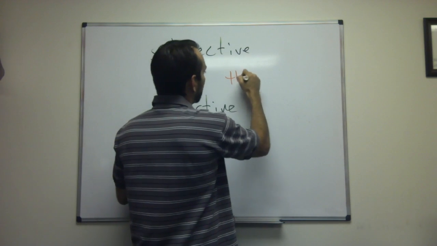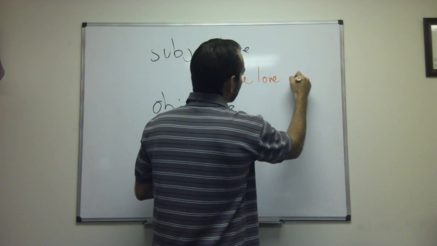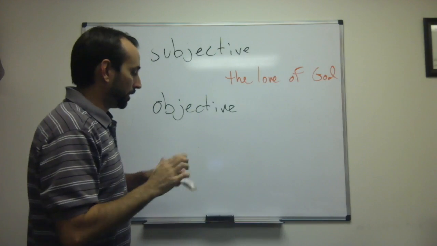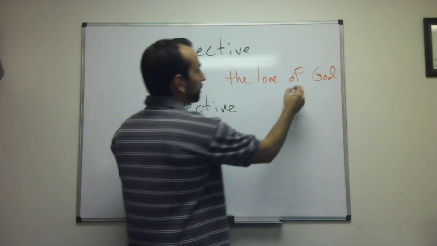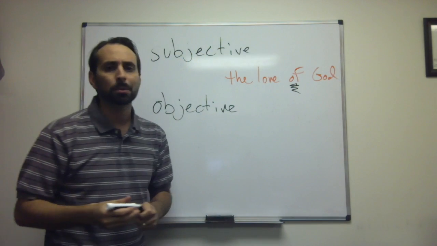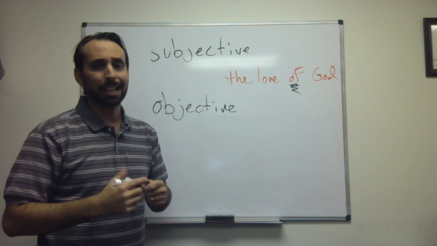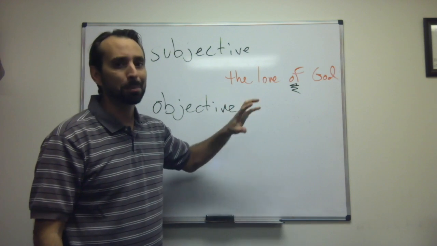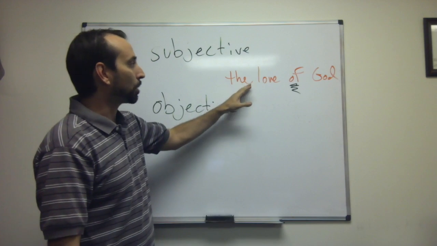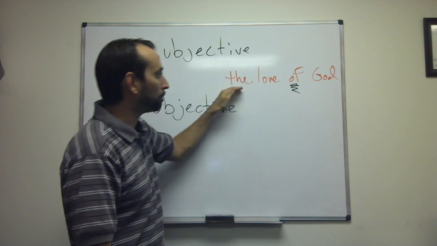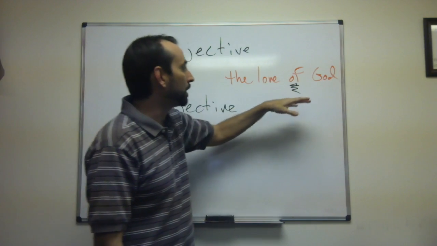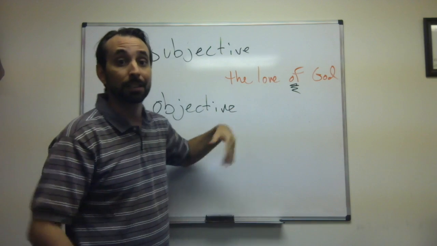If I write the phrase, the love of God, the truth is, this little word of in the English language is extremely ambiguous. It could have a dozen or so meanings. Is this someone else's love of God, like my love of God? Is God the object of this love? Or is it God's love, the love of God? In other words, God's love.